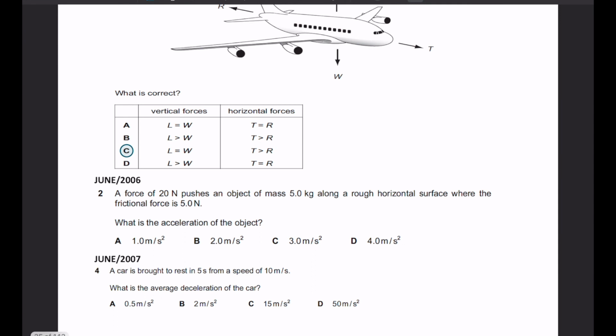In another question, it says a force of 20 Newton pushes an object of mass 5 kg along a rough horizontal surface where the frictional force is 5 Newton. What is the acceleration? So 20 minus 5 is the resultant force equals 5 times a. 15 equals 5a. That's Newton's second law. Gets me acceleration as 3 meters per second square.